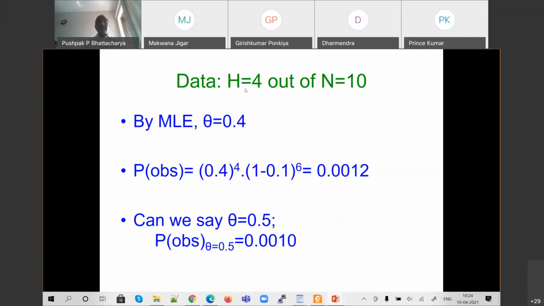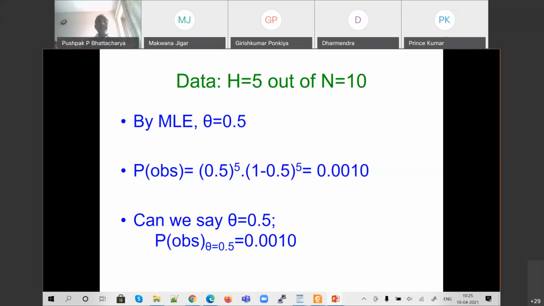Now the data in front of me is that there are 4 heads out of 10 tosses. Maximum likelihood and data say theta equal to 0.4. Then the probability of the observation under maximum likelihood is 0.0012. And under the null hypothesis, theta equal to 0.5, the probability of the observation is 0.0010. Now you see the distance between the probability of the observation and the probability under maximum likelihood has decreased. So if I say this is observed, 0.0012, and this is critical, 0.0010, which arises because of the null hypothesis, then the distance has decreased. So I will not be able to reject the hypothesis that theta is 0.5.